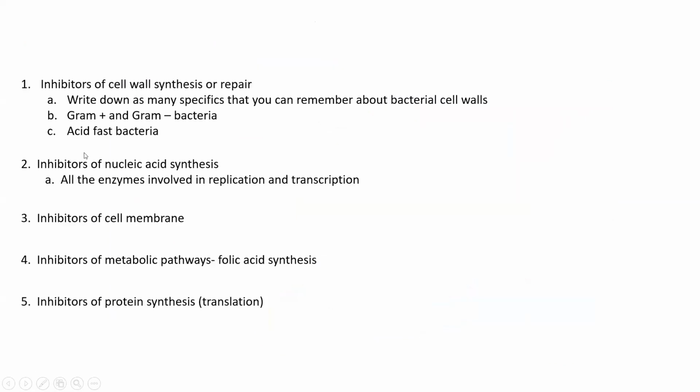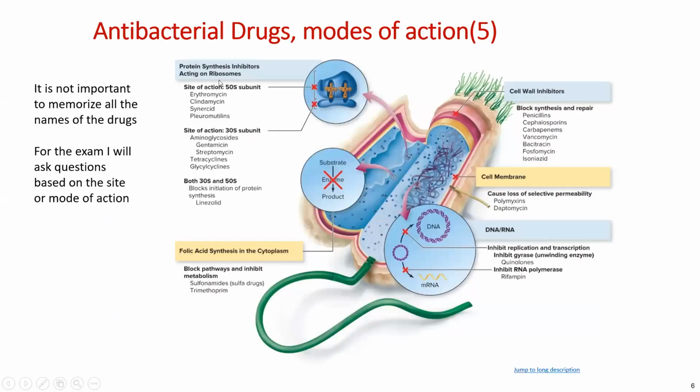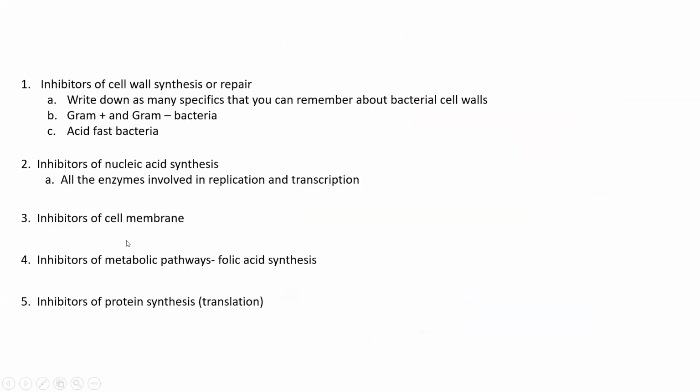So on the next slide, I've highlighted those 5 modes of action. They're the same as here: inhibitors of cell wall, inhibitors or changers of cell membrane permeability, inhibitors of nucleic acid, inhibitors of metabolism, and inhibitors of protein synthesis or translation. Same, right? What you guys need to do in this section, I don't have time in this video to go through all of the possibilities, but you need to, as I highlighted here in number 1, write down as many specifics as you can remember about bacterial cell walls.